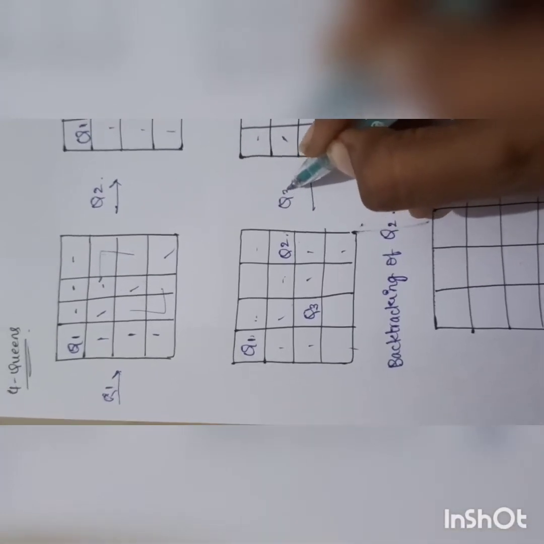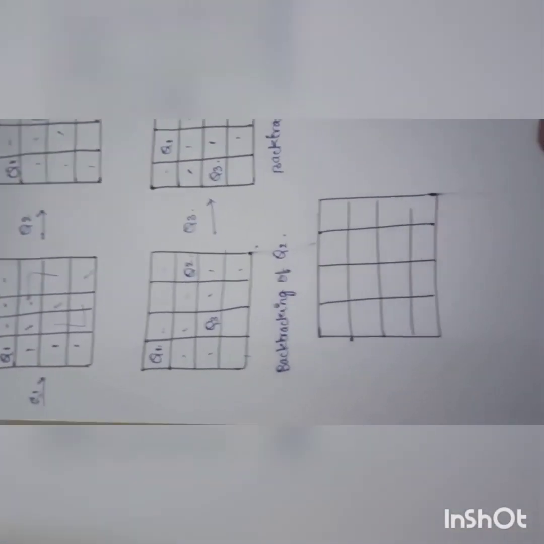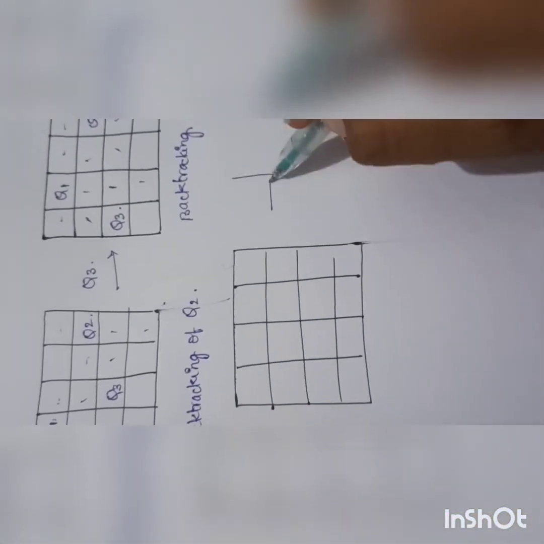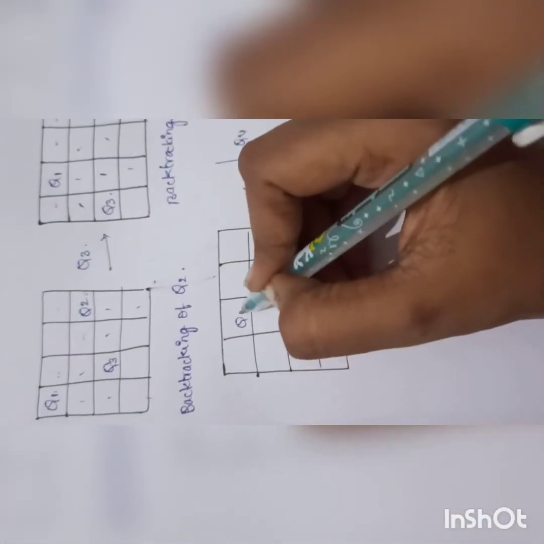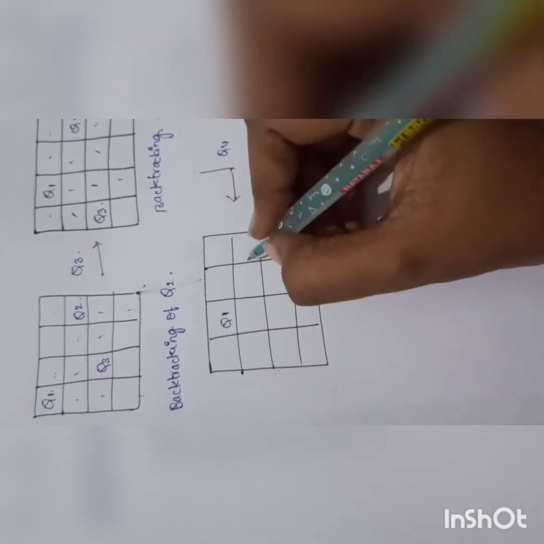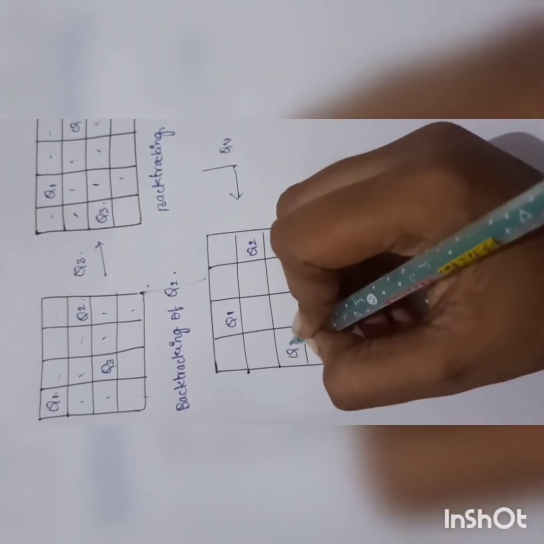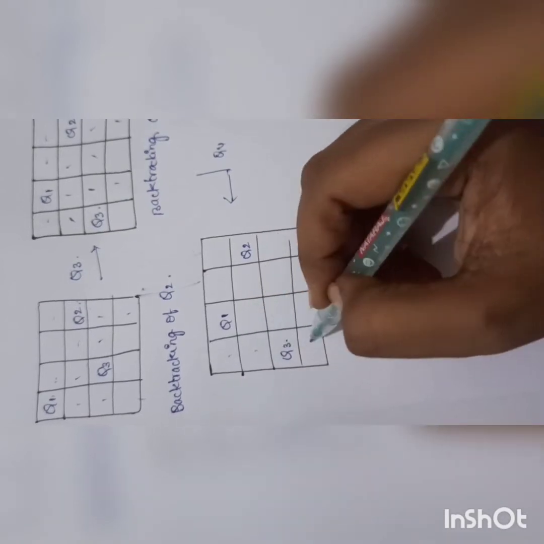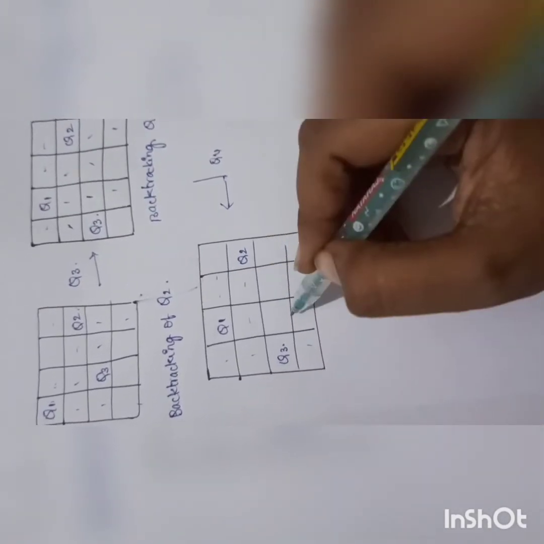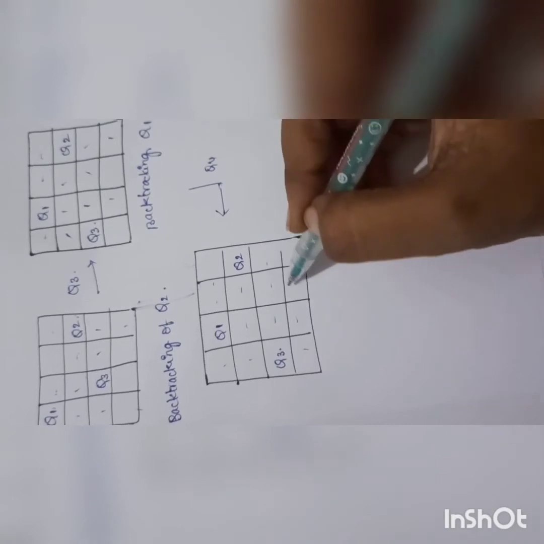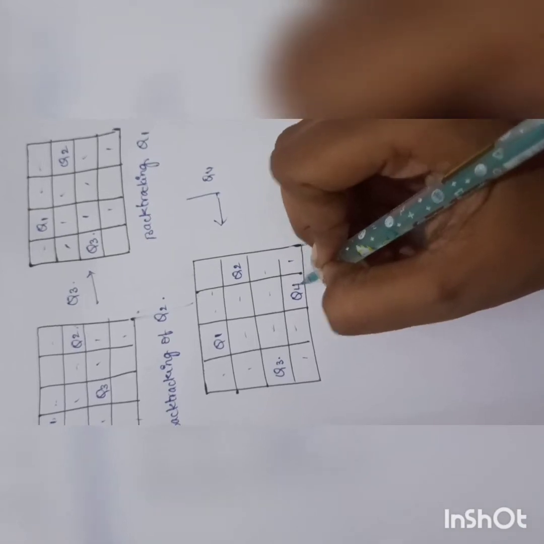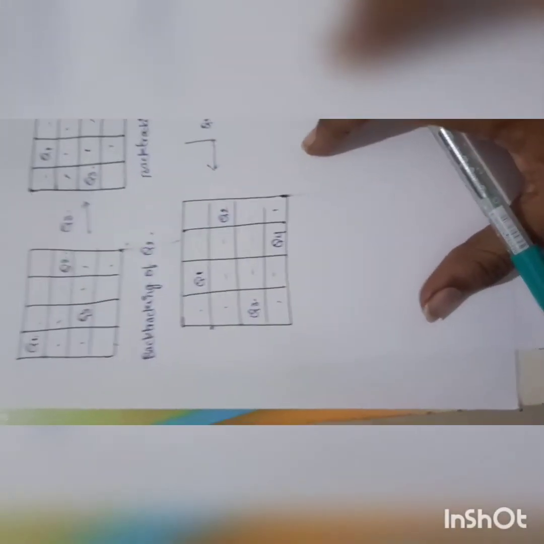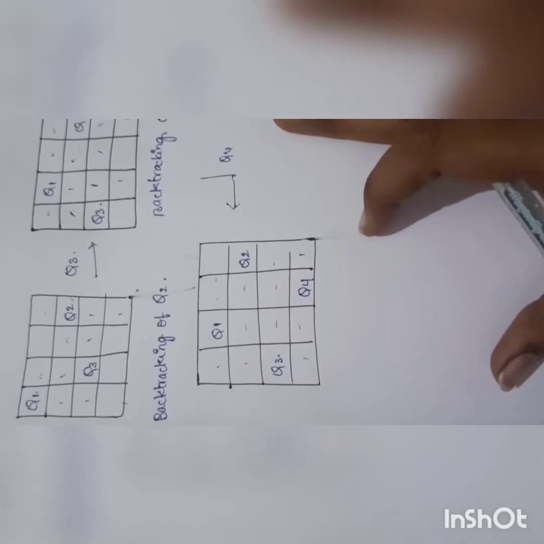Now queen 3 was successfully placed. Let us place queen 4. Now see how to place queen 4. Here we have queen 1, here we have queen 2, and here we have queen 3. And after applying the rules, we have this box empty for placing queen 4. Now check the solution of this 4 queens problem.